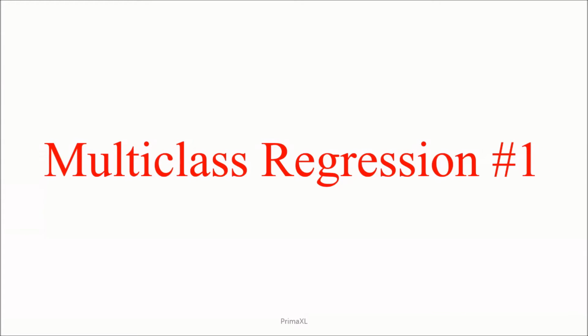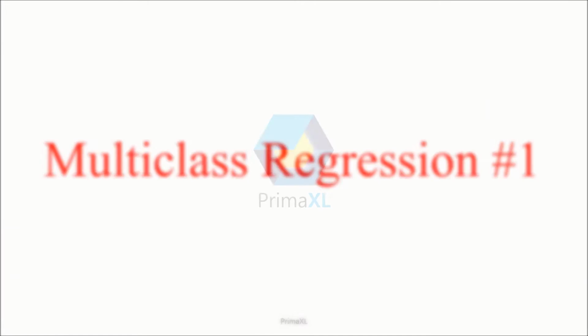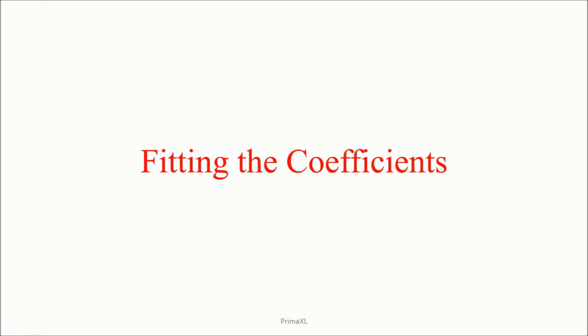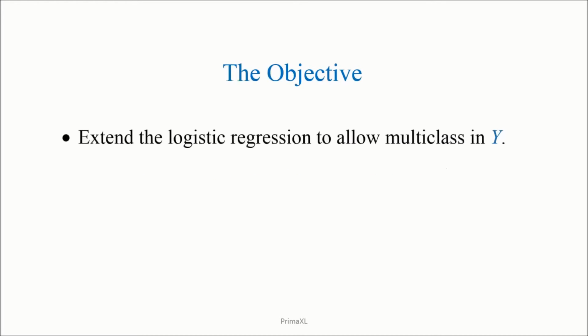Today's topic is the multiclass regression part 1. We'll be talking about how to fit the coefficients of the multiclass regression. The main objective is to extend the logistic regression to allow for multiclass in the dependent variable y. In order to do so, we'll implement the method called 1 versus all.